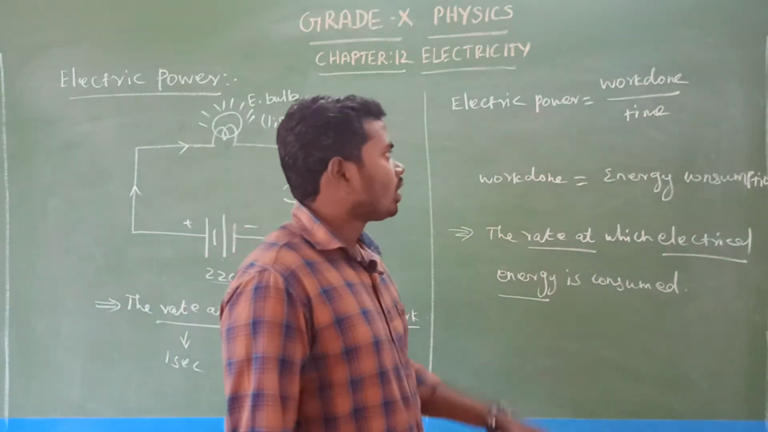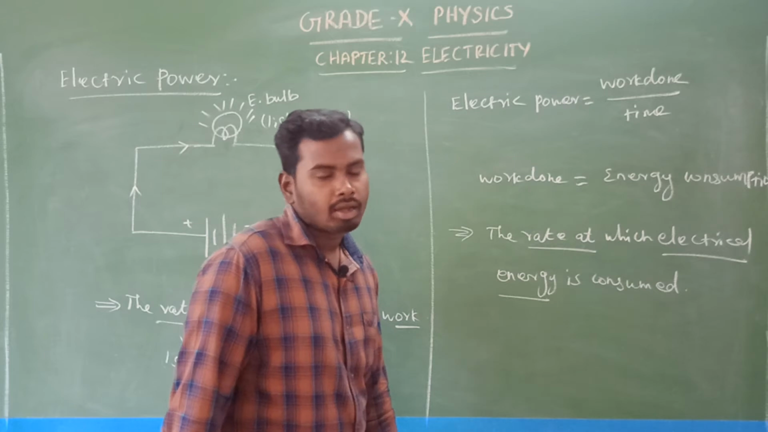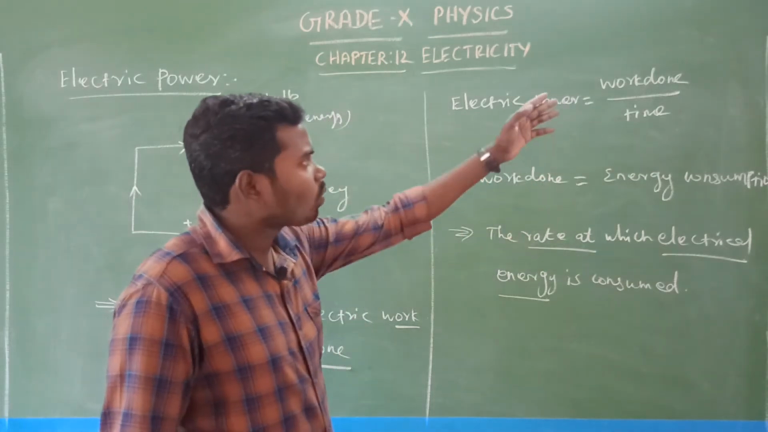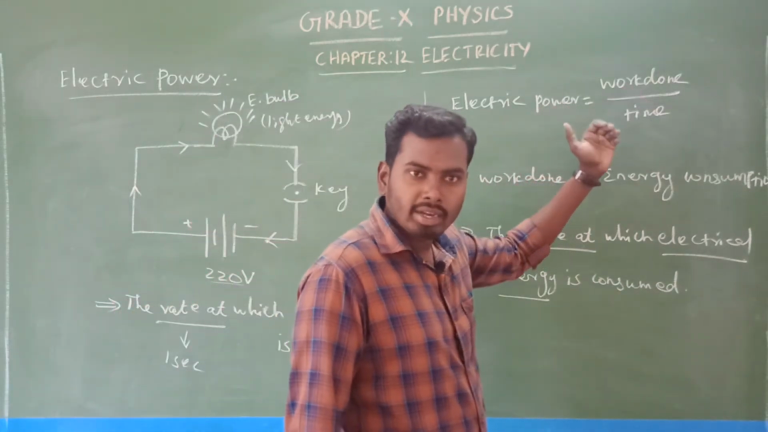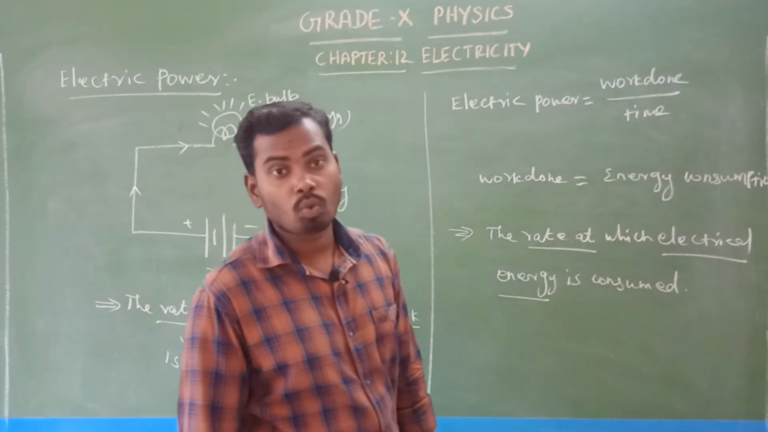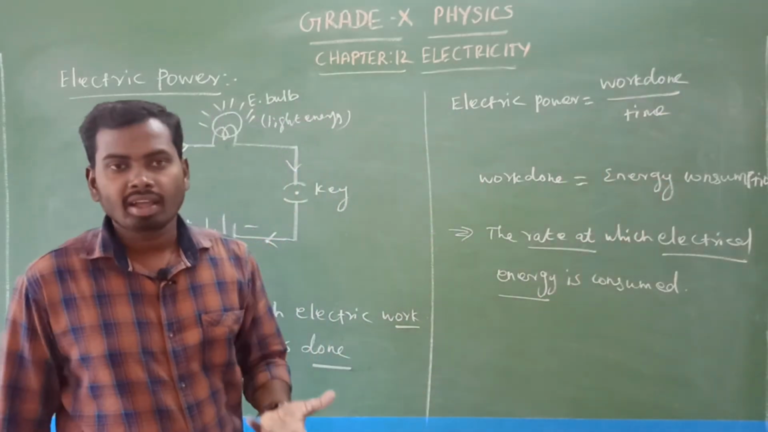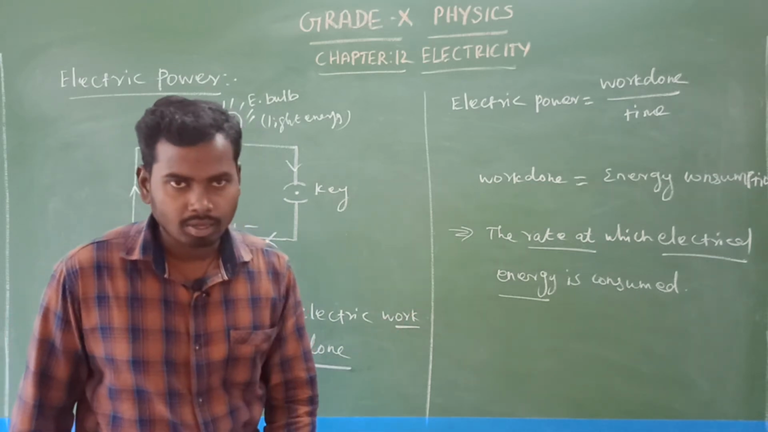So power is equal to work done divided by time. Or otherwise we can say power is equal to energy divided by time, because work done is equal to energy. So obviously we can write power equals energy divided by time. Both are the same here. Is that clear? It's very easy.